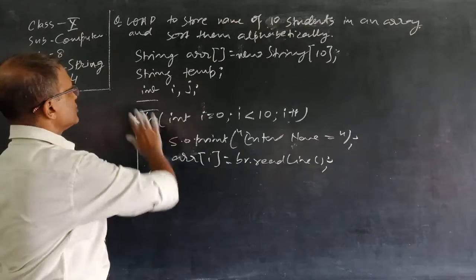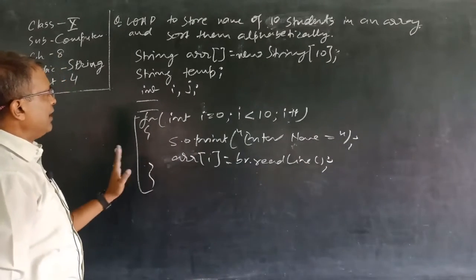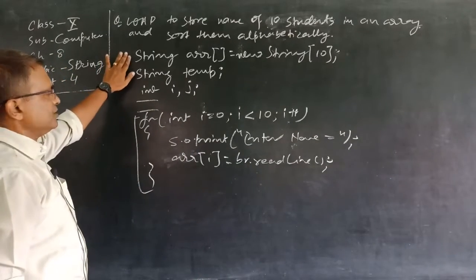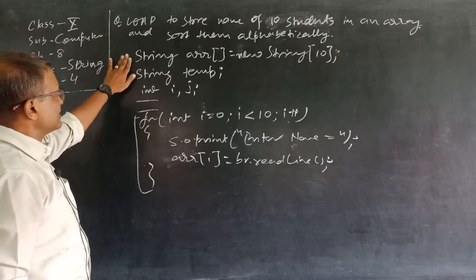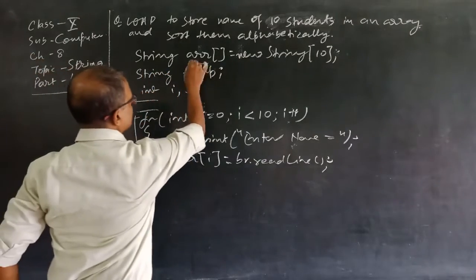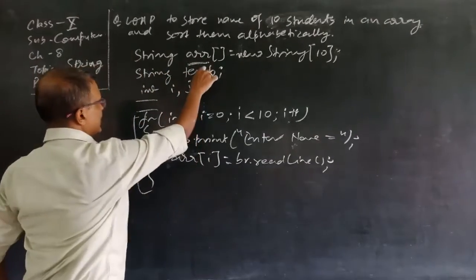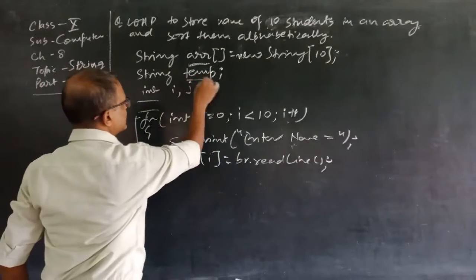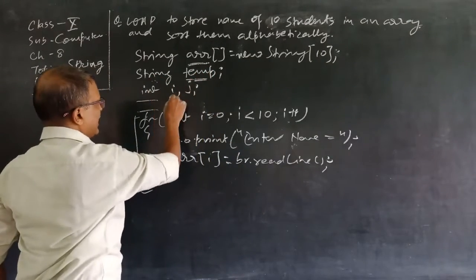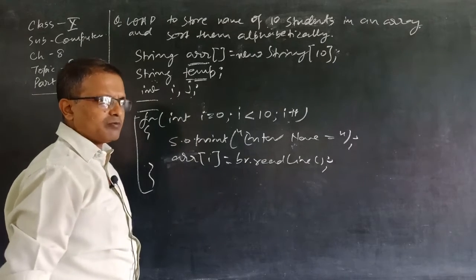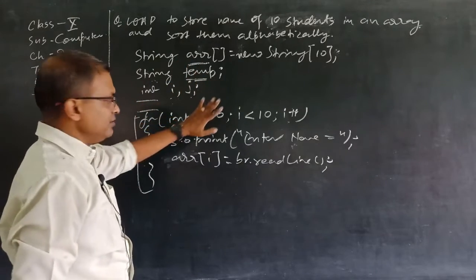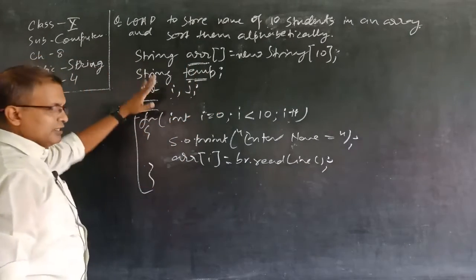I am going to erase some part of the program, but you have to remember that we have the array name as a string, that is arr. The array name is arr, the temporary variable name is temp that has been declared as a string, and i and j for applying the loop. Getting my point? Now I am going to erase this part of the program.